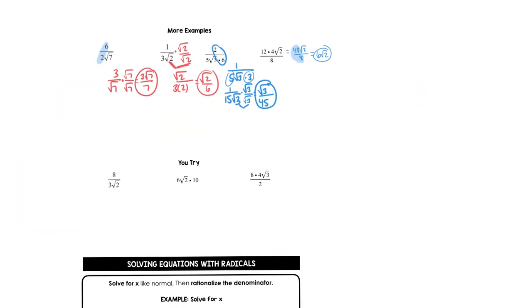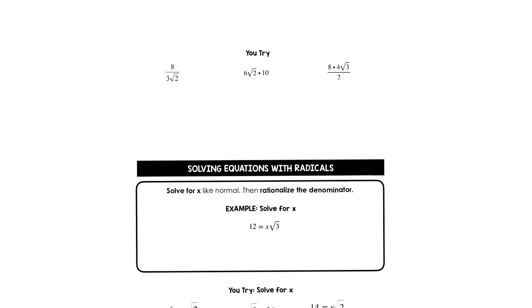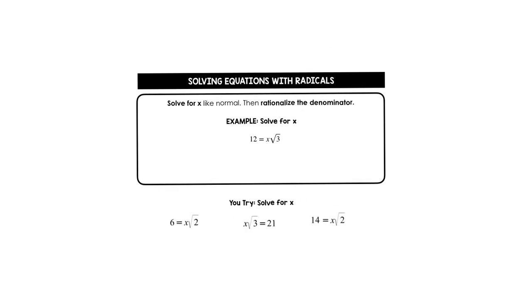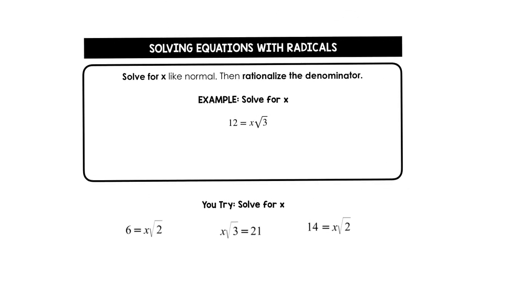Okay, the next, there's some Utries on the bottom. I'll load those later. What we have left is just like solving equations with radicals. So that is what we're doing now. So to solve equations with radicals, you solve for x like normal, and then you have to rationalize the denominator, meaning get rid of that root that's in the bottom.